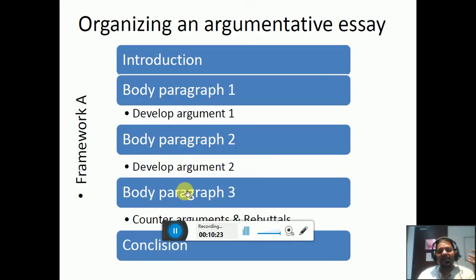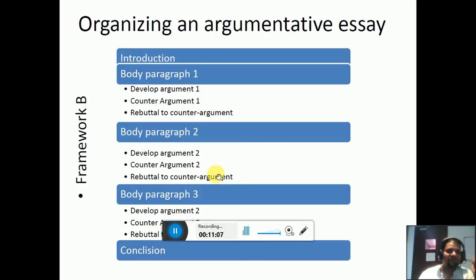And in the third paragraph, what we are going to do is counter arguments and rebuttals. In the third paragraph, please note there is no argument of the writer, rather there will be counter arguments and rebuttals. So in this body paragraph 3, you're basically going to speak about other people who have spoken against your points, and then try to reject and object the other people's point. These are other people's counter arguments. That's framework A. Let's move on to framework B.